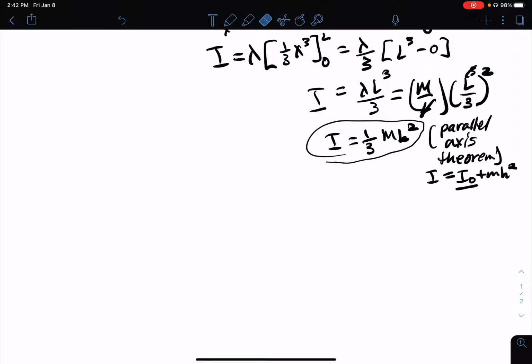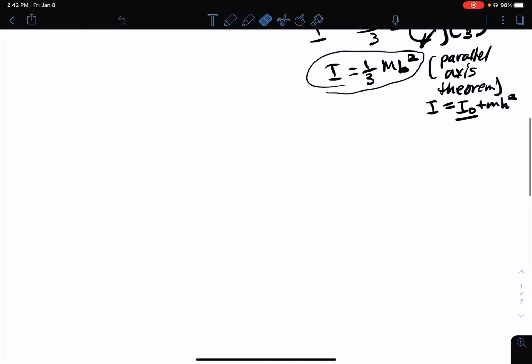Hello, my physics friends. We just figured out the rotational inertia, or the moment of inertia, for a long thin rod. If the axis is at one end, it was 1/3 mL squared. And I mentioned that you could apply the parallel axis theorem, which is I equals I naught plus mh squared, where I naught is the moment of inertia about the center of mass, which is the calculation we're about to do. And h would be how far your axis is from the center of mass.